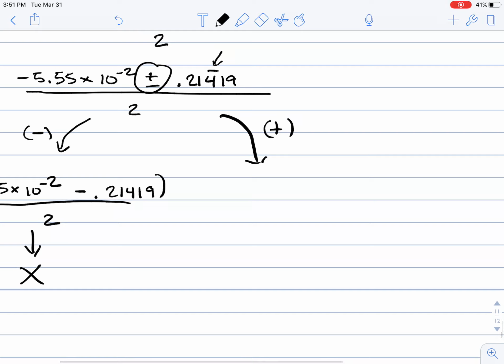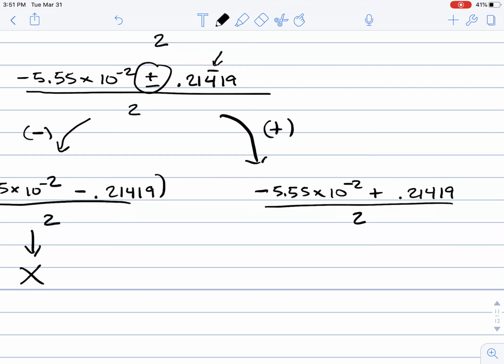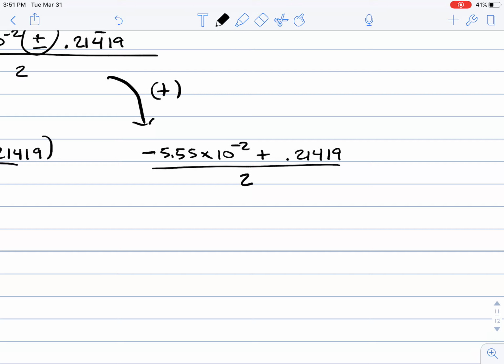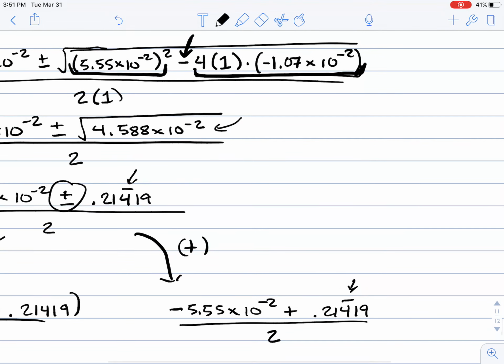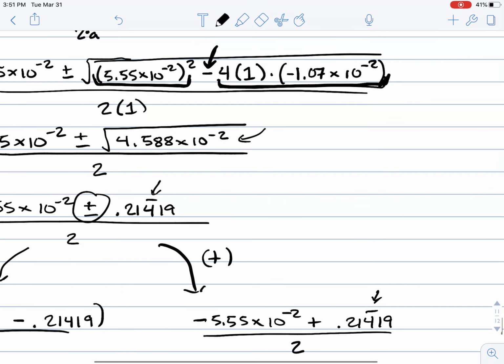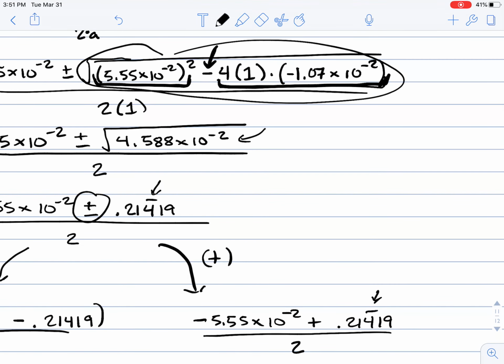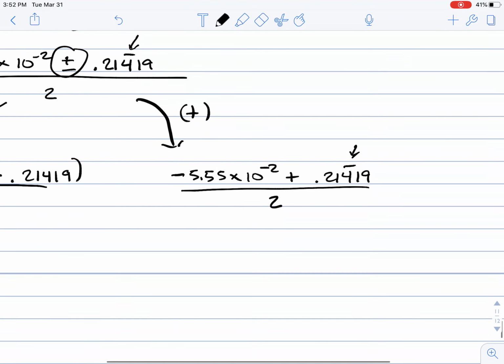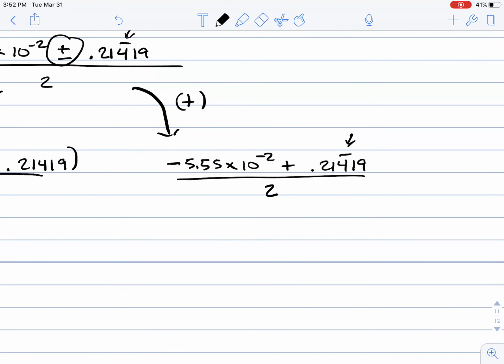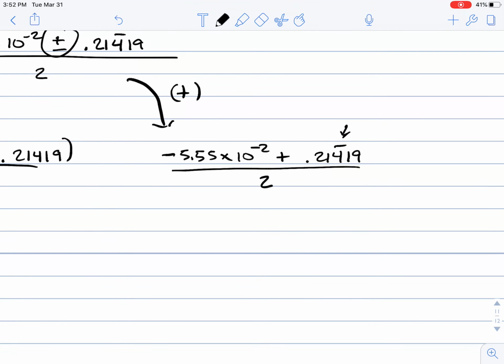And so looking at the positive route, we have negative 5.55 times 10 to the negative 2 plus 0.21419. And divide this by 2. And so real quick, I'm kind of lazy at this moment to figure out the actual significant figures for what's going on underneath the square root. And so I'm just guessing at this point that there's 3 sig figs. There's probably 2 sig figs. But for now, let's just say that there's 3.